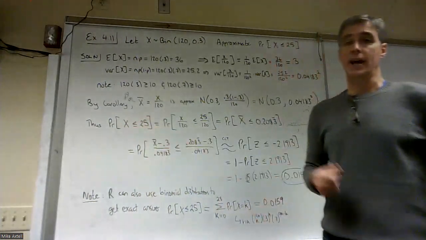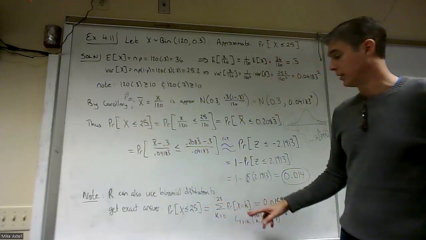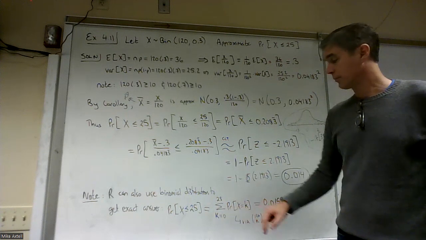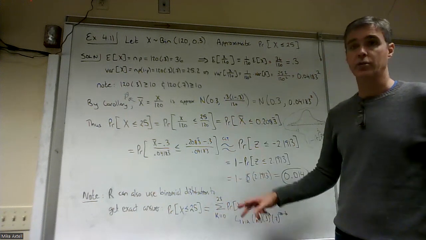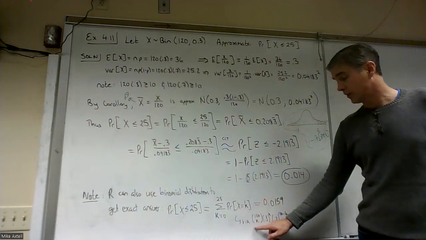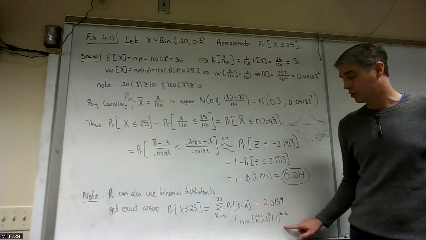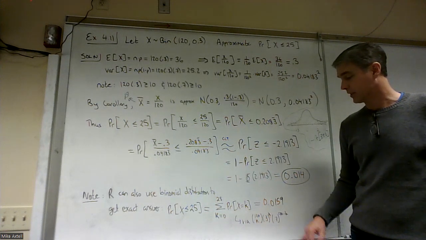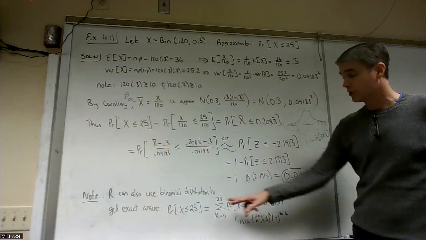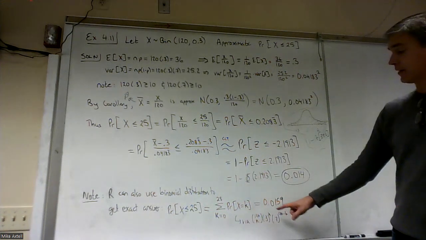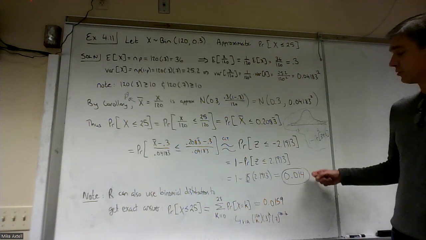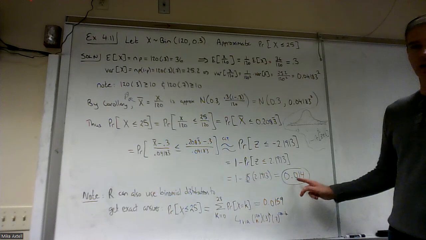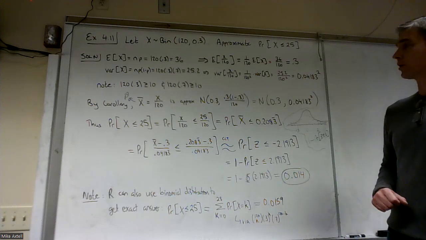It can simply calculate the probability that X is equal to 0 successes in the 120 trials, plus the probability that X has 1 success in the 120 trials, all the way up through 25, using the binomial probability mass function. 120 trials, choose the number of successes, 0.3 to the number of successes, 0.7 to the number of failures, okay? So R can crank that thing out exactly, and it got 0.0159, which is pretty close to us, okay? And perhaps in class, I'll show you the R code for this, otherwise it is in the chapter.